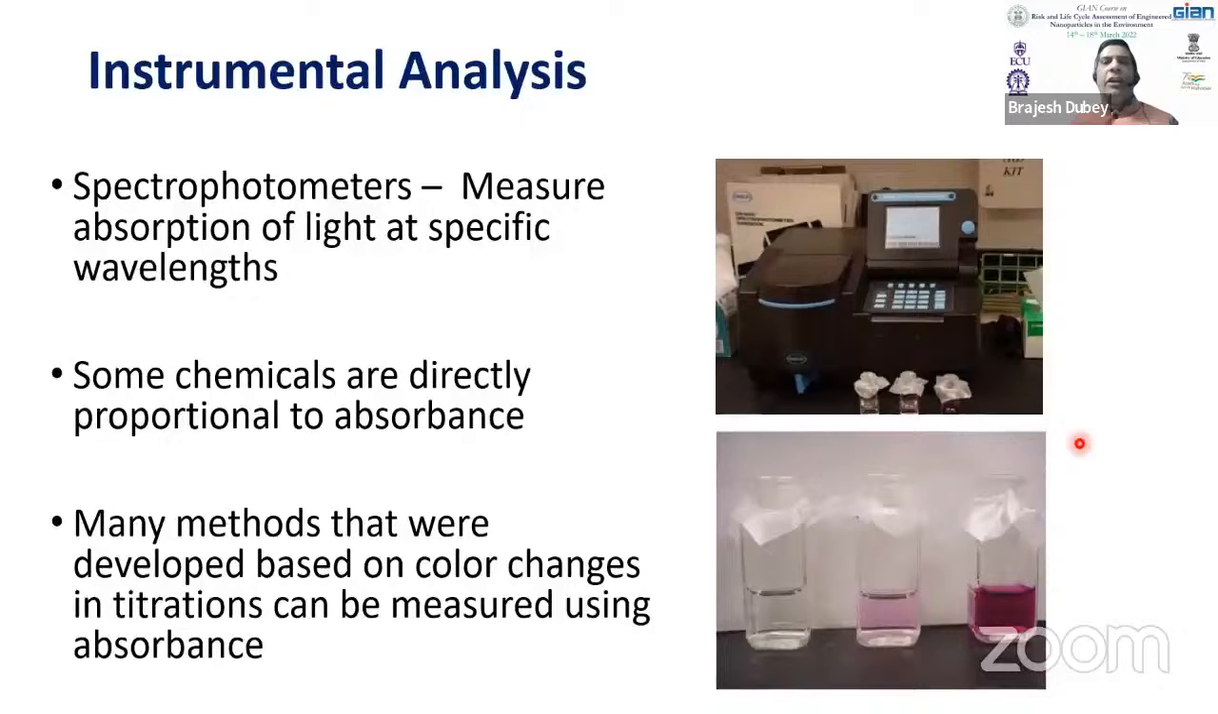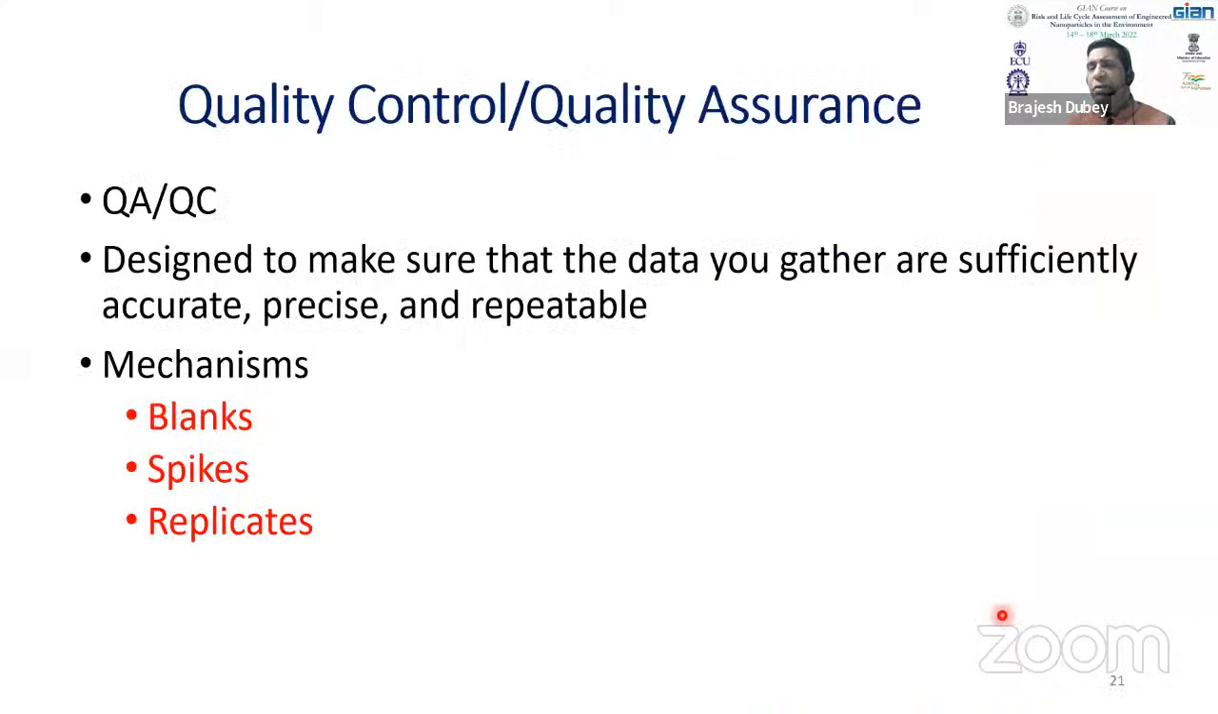Okay, so in instrumental analysis, the spectrophotometer is very common. Some chemicals are directly proportional to absorbance. But if the sample is colored to start with, it's very difficult. But if you have a clear sample like here, which on reaction with certain reagents changes color, then the absorbance reading will change from here to here. The darker the color, usually the higher the concentration, and we can analyze using that spectrophotometer.